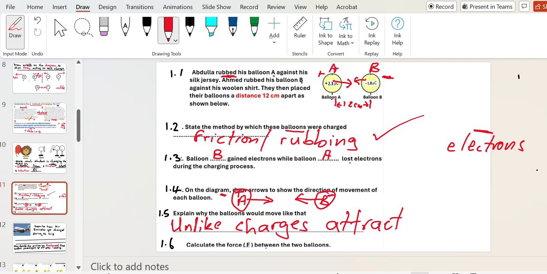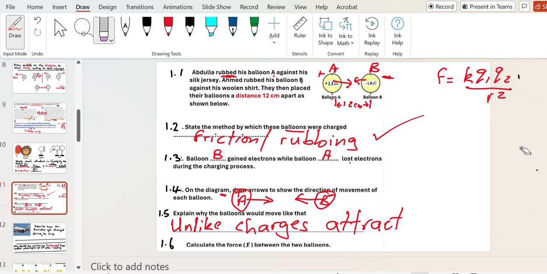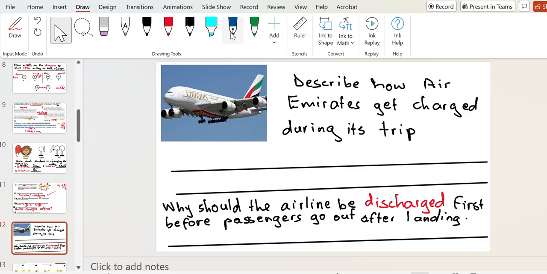Okay? Calculate the force between the two balloons. Now we use Coulomb's law. We will come back to this after explaining Coulomb's law. F equals K Q1 Q2 over R squared. We will explain this after talking about Coulomb's law. It's in the next slide. Let's move on. We will come back together. Back to this slide. Let's finish about charging.